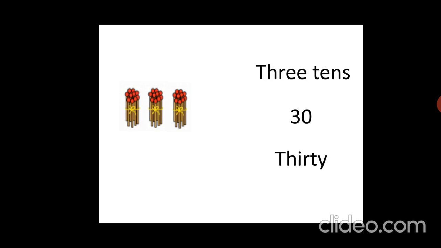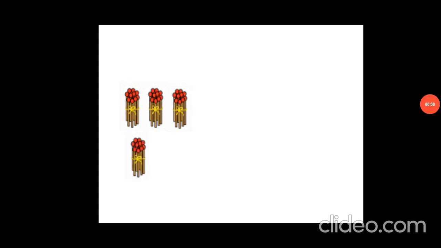Here we could see 3 bunches of matchsticks. In one bunch of matchsticks we have 10. In another bunch we have 10. In the third bunch we have 10. So total we have 3 bunches. That means 30 matchsticks. 3 bunches means it is 3 tens. 30. What is the spelling of 30? T-H-I-R-T-Y, 30.